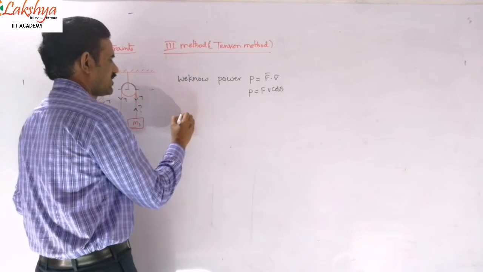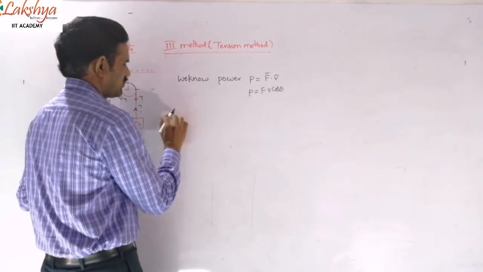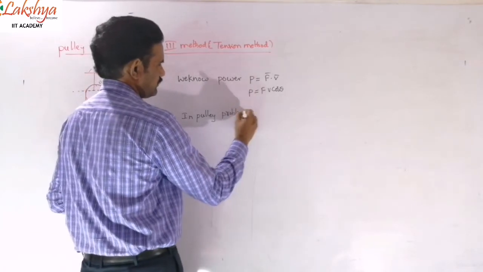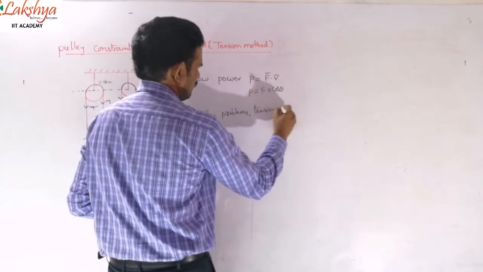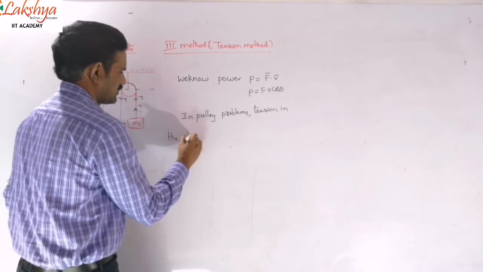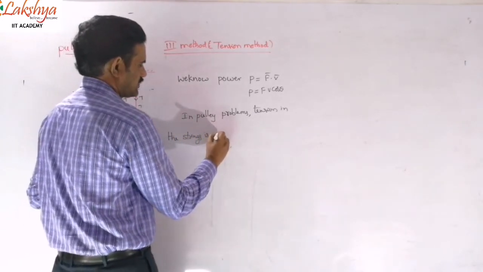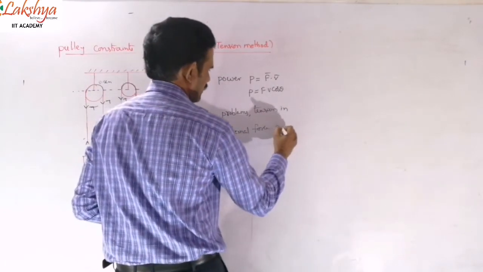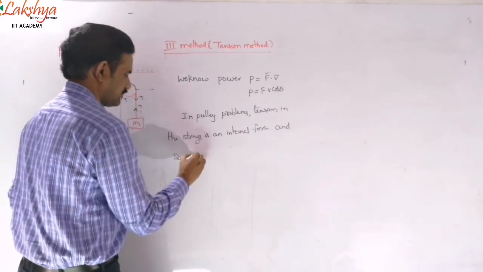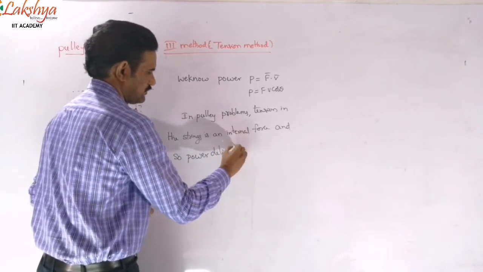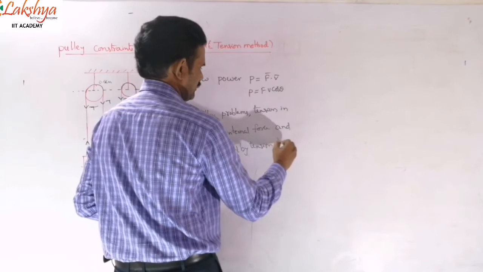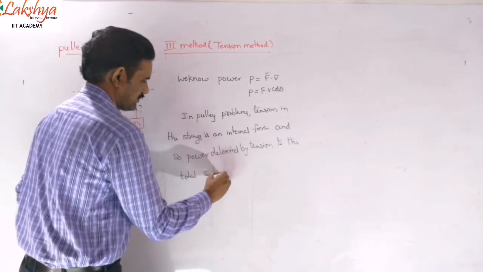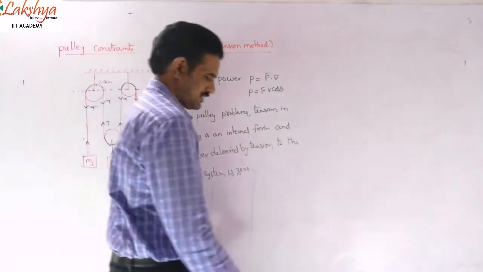And so now, regarding the power delivered in pulley problems, what we can mention here is: in pulley problems, the tension in the strings is an internal force, and so the power delivered by tension to the total system is 0. Is it clear what I mentioned?